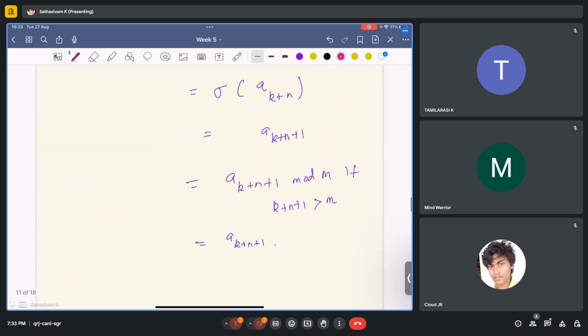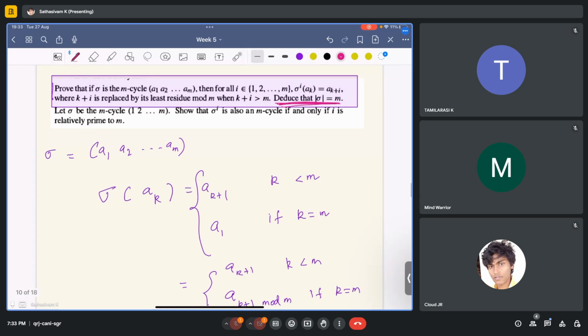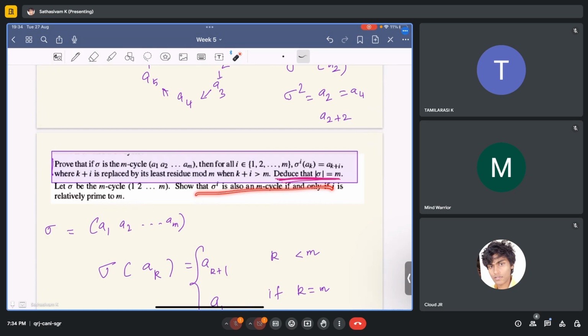Let's come back to the next question. The next question says, suppose sigma is an m-cycle like this, then sigma power i is also an m-cycle if and only if i is relatively prime to m. Okay, so this is a statement you might have studied in cyclic groups, right? When a thing is again a generator. You remember this statement; we will try to prove it. It says sigma power i is also an m-cycle if i is relatively prime to m.